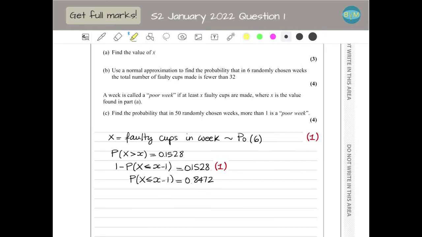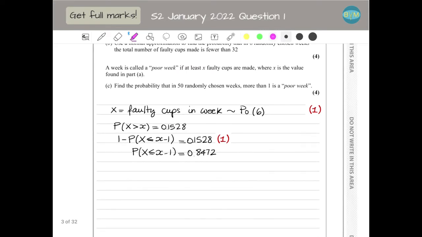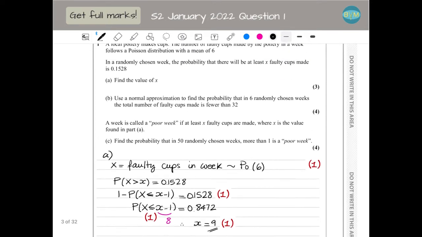But this is not our 8. This is really this value here, so X minus 1. Therefore, X is going to be 9. So you have 1 mark here for using this method, and another mark for the final answer. So this is your first 3 marks, and this is part A. Sorry, I didn't write A.